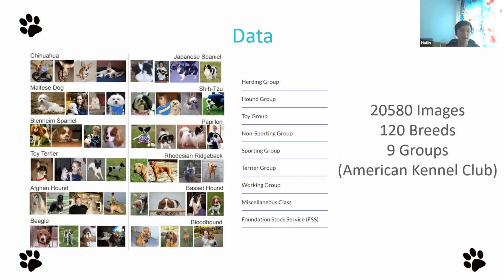So here's my dataset. My data consists of 20,580 images, including 120 breeds and 9 groups. The groups do not come along with the data. What I did is basically I manually cleaned the data and classified each breed into 9 groups using Megan Kino's group definition. So here are some examples of the images, and here are the groups of the puppies.